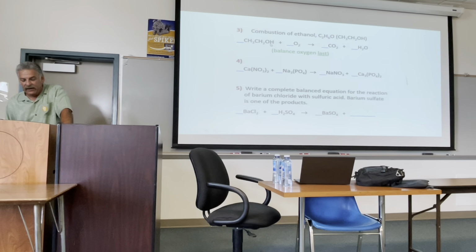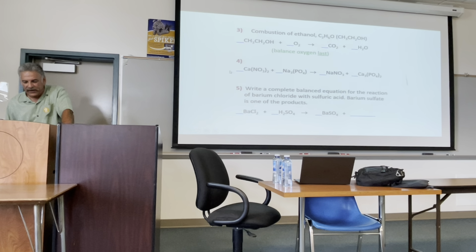So 1 here, 2 here, 3 here. So that gives us 3 oxygens, 4, 5, 6, 7. And then we have 1 on that side, so we only need 6, so we put a 3 with the O2, and that's balanced. So we have 1, 3, 2, 3.